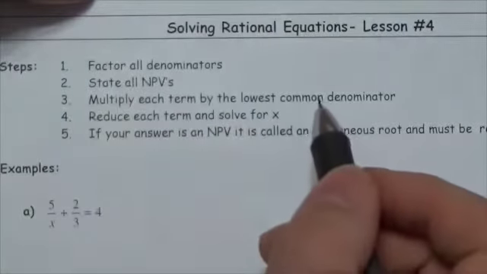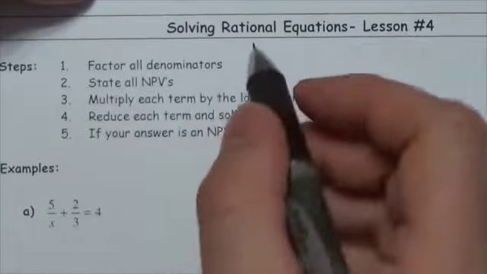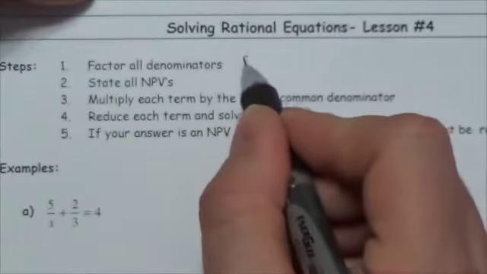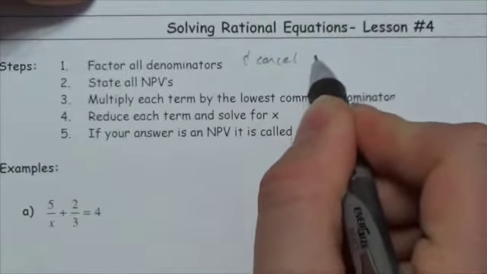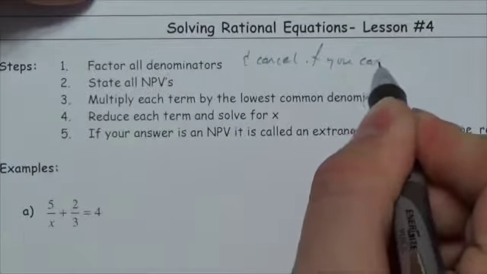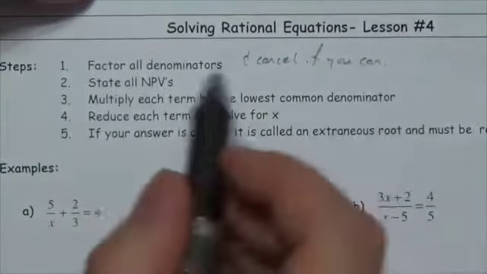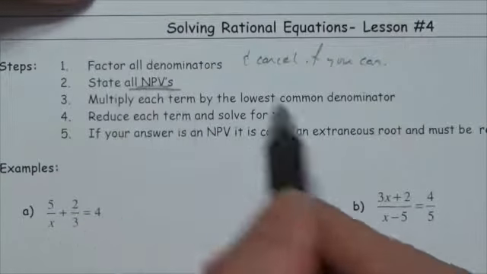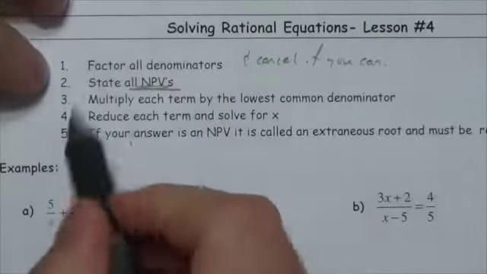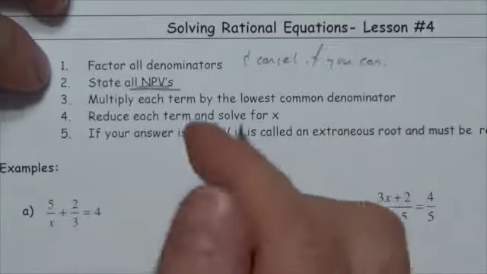You're going to factor all the denominators. Now you should probably factor everything, right? You should factor and cancel if you can. Factor and simplify numerator and denominator if you can. But specifically, we're looking to factor the denominators. We're going to state the NPVs. That's really important, because that can come back later on at the end of the question.